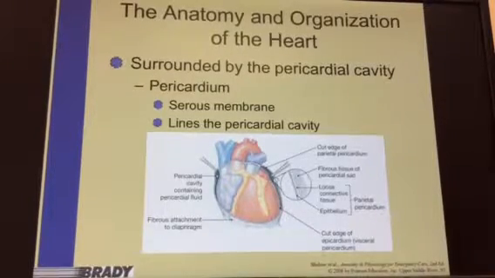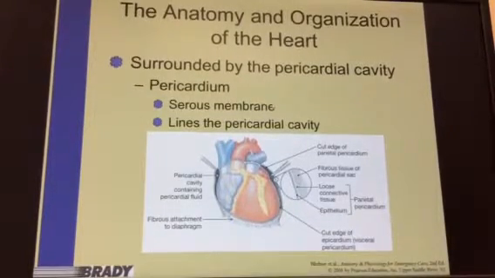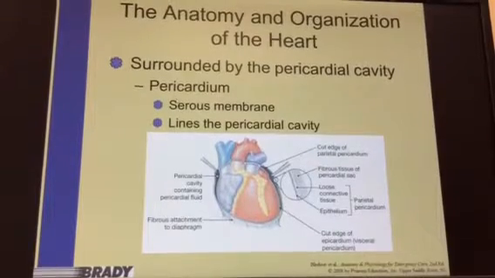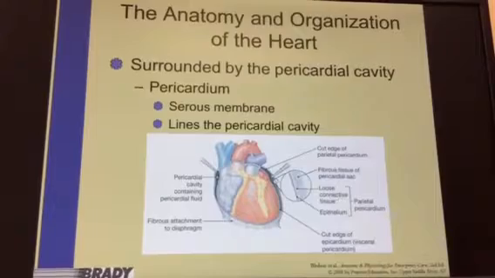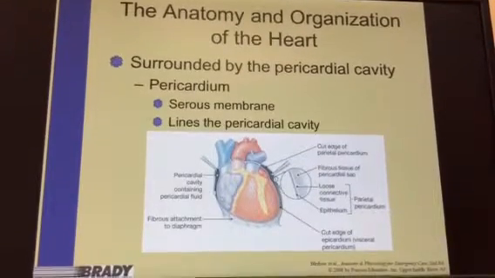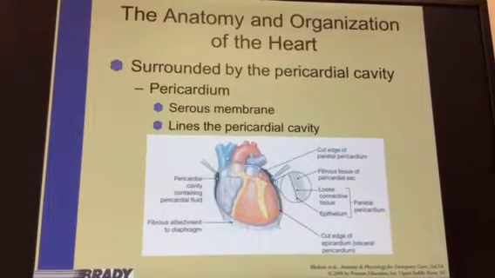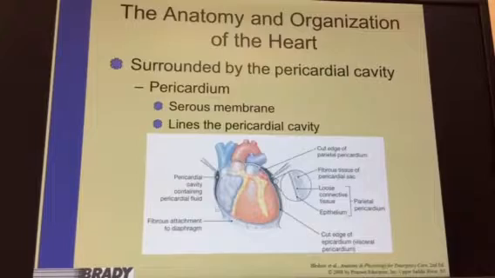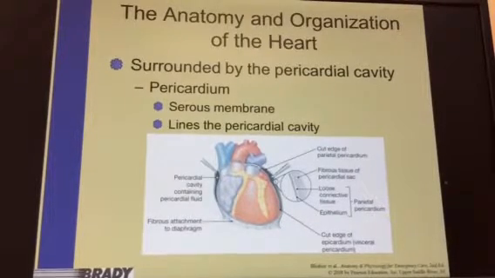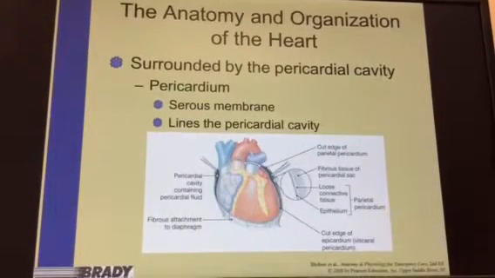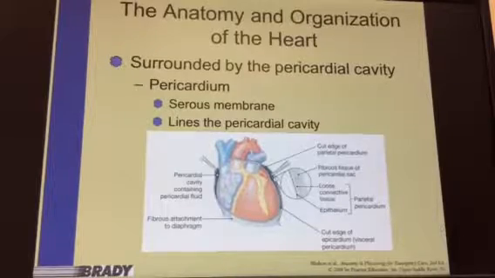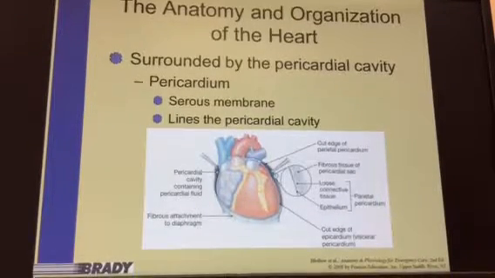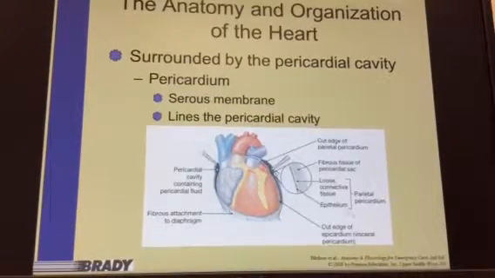Looking at the heart, it is surrounded with a layer as everything else is. So we have what's called our pericardium. This lines the pericardial cavity. If we're looking out here, you can see the pericardial cavity is basically where this heart is going to be sitting. And then we have the pericardium, which is going to be lining this membrane, basically lining across that sac.